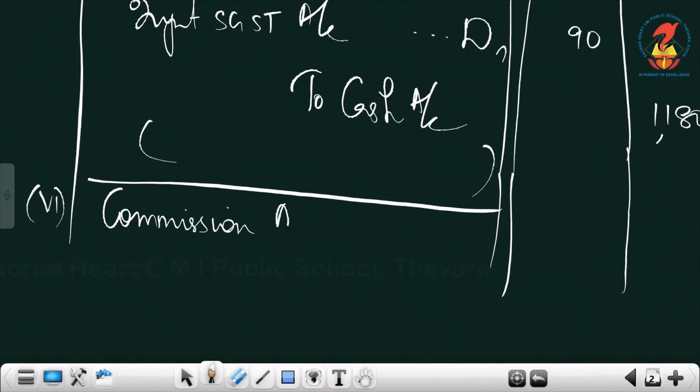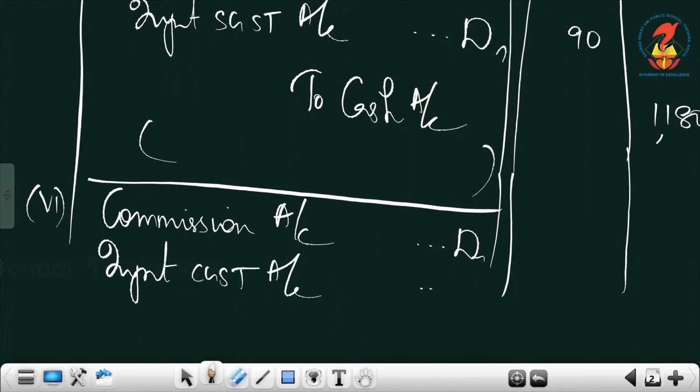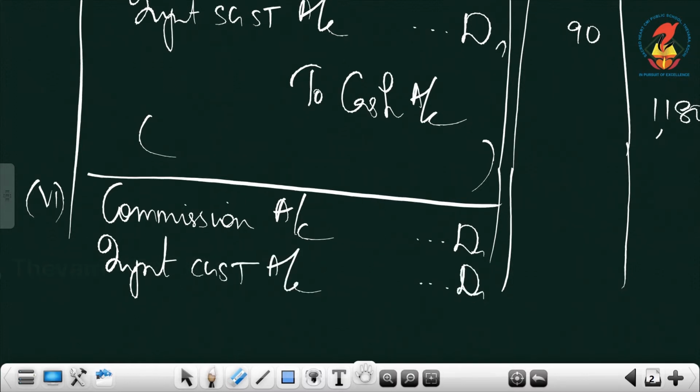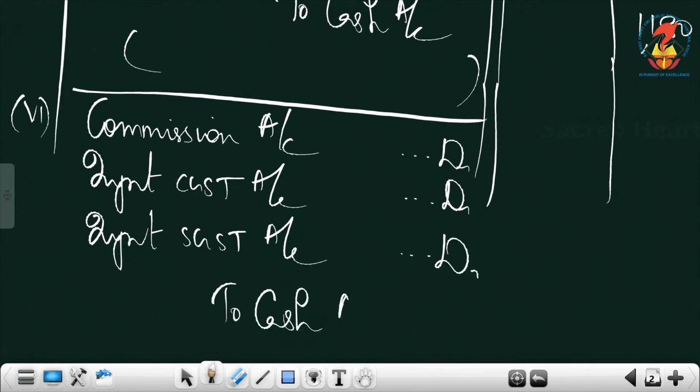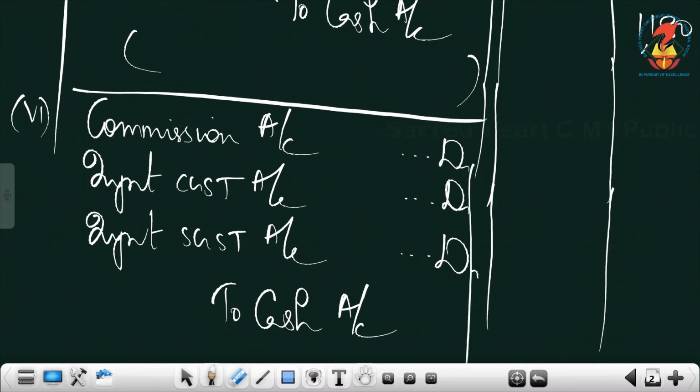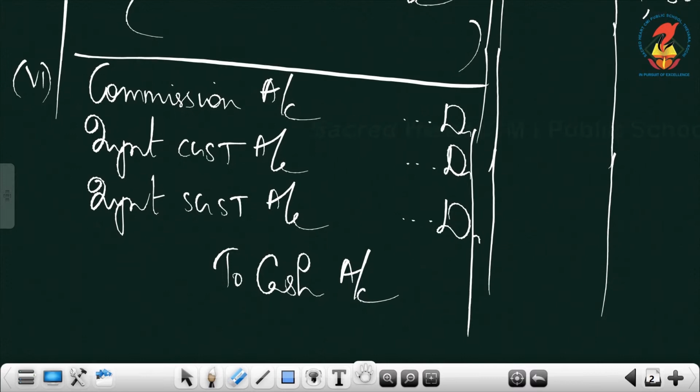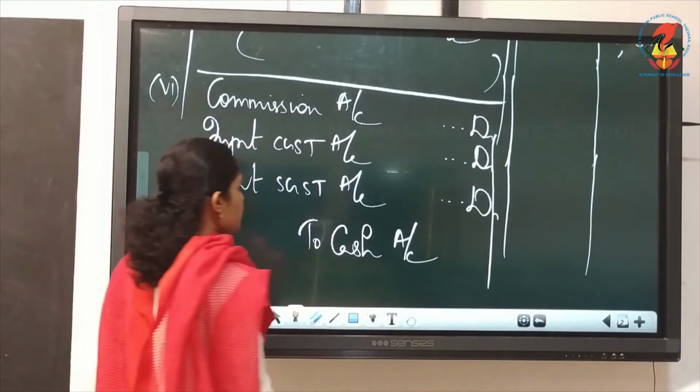So commission account debtor, input CGST account debtor, input SGST account debtor, to cash account. So when you pay something, when you purchase something, input GST to be charged.